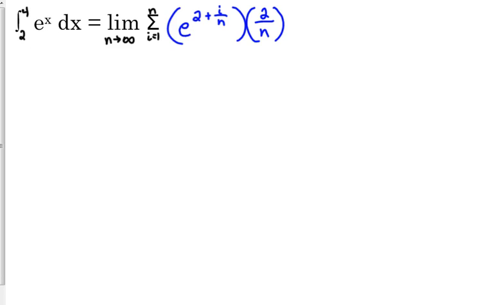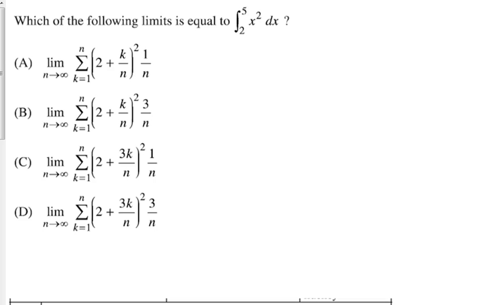So if you flip your paper over, you'll see an example of what the problem looks like on the AP exam. There are multiple choice questions, so you don't actually have to worry about coming up with it like we were just having to. It's literally just being able to match the two together. So we're trying to figure out which limit is equal to the integral from 2 to 5 of x squared. The easiest part is to look at the width of the interval. The interval is 3 units long, so I'm going to automatically eliminate answer choices A and C. I'm only looking at answer choices B and D.